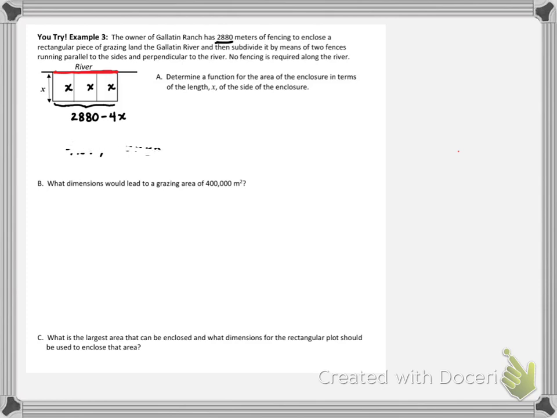Okay, now that we have it all labeled, I want you guys to write a function for the area, right? Because we're trying to maximize area, which means we need an area function, and then go ahead and maximize. Well, I guess they ask you one more question in between.